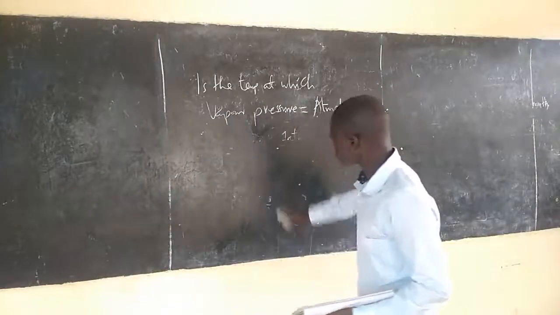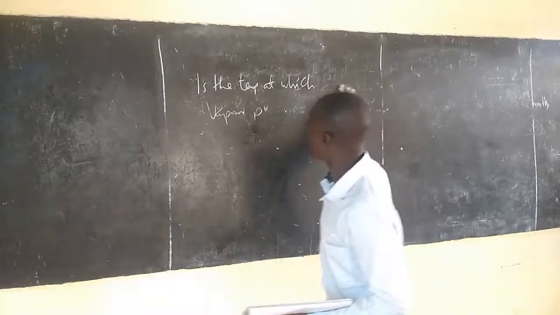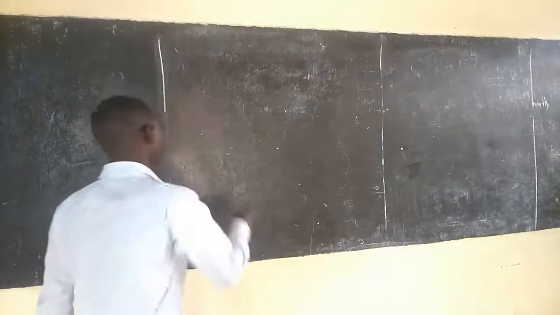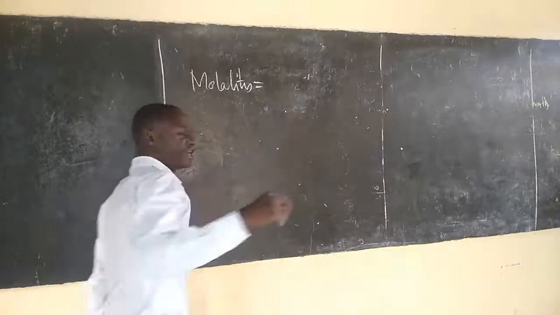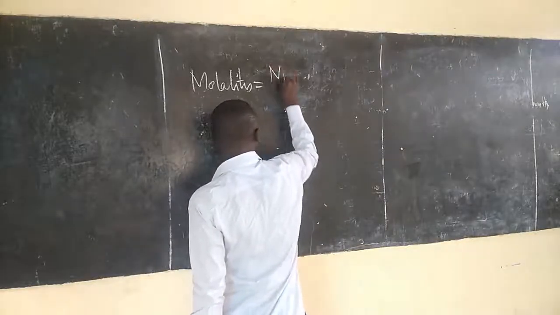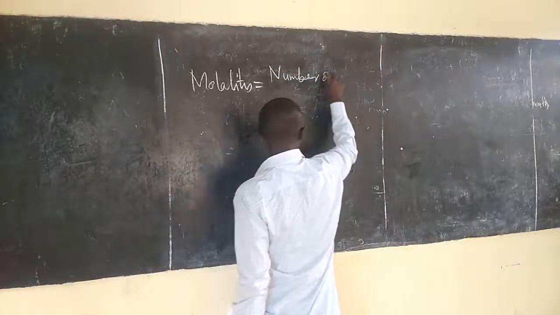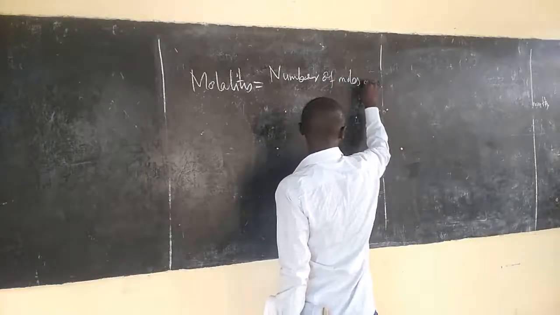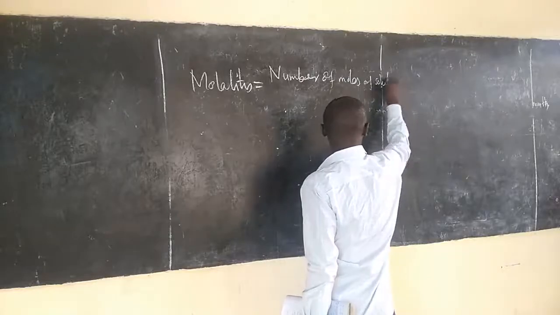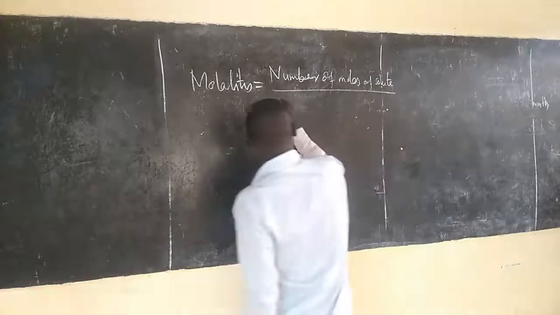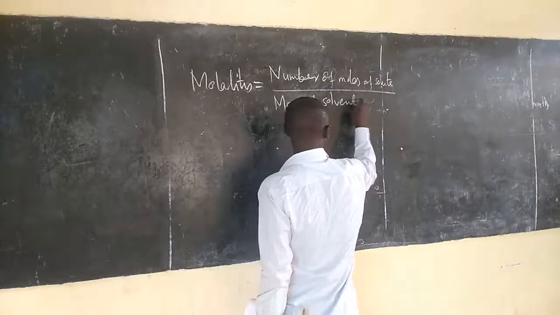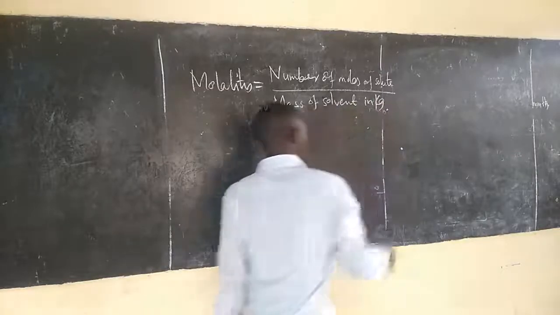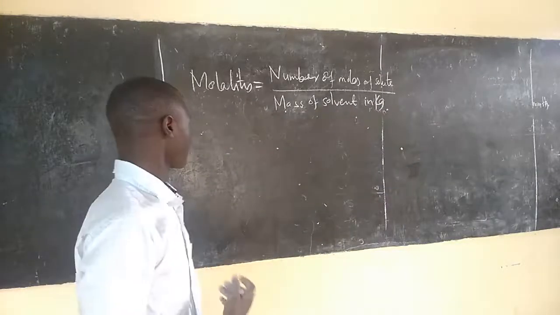Now, if you remember, tulivyokuwa tunadiscuss kuhusu parameters ambazo zitapima property ya solution, tulidiscuss kitu kilikuwa kinaitwa molarity. And we said molarity is equal to number of moles of solute, divided by mass of solvent in kilogram. So the number of moles of solute divided by mass of solvent in kilogram.